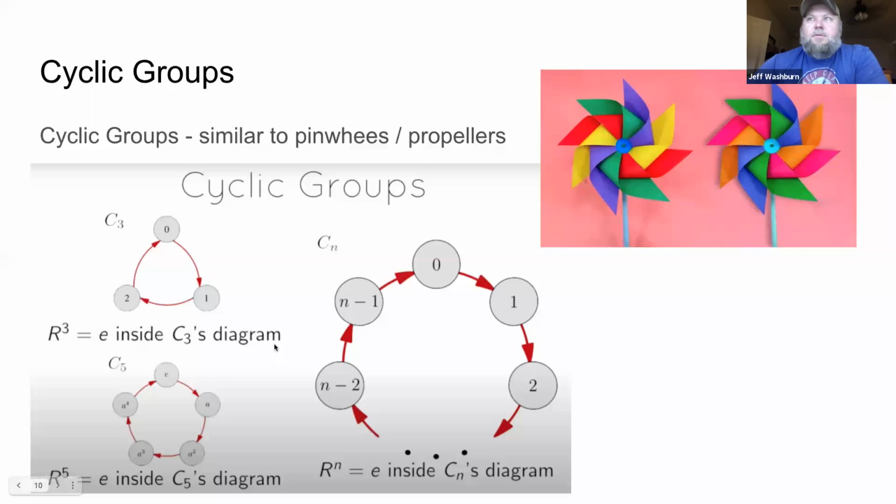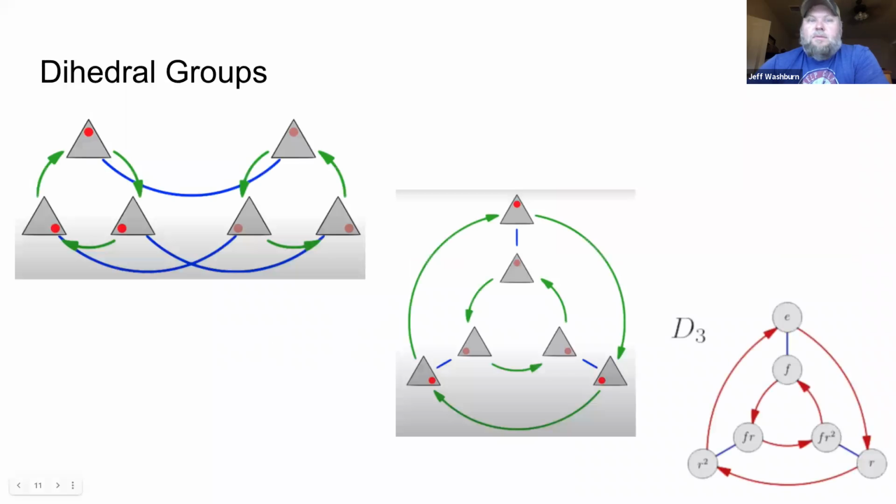Now we get into dihedral groups. So this is a progression of just taking a triangle, right? And the triangle at the top left, we've got the red dot. I can rotate this, and if I rotate it, notice the red dot, but I can also do a horizontal flip. So the blue dot represents the horizontal flip, whereas the green represents the rotation.